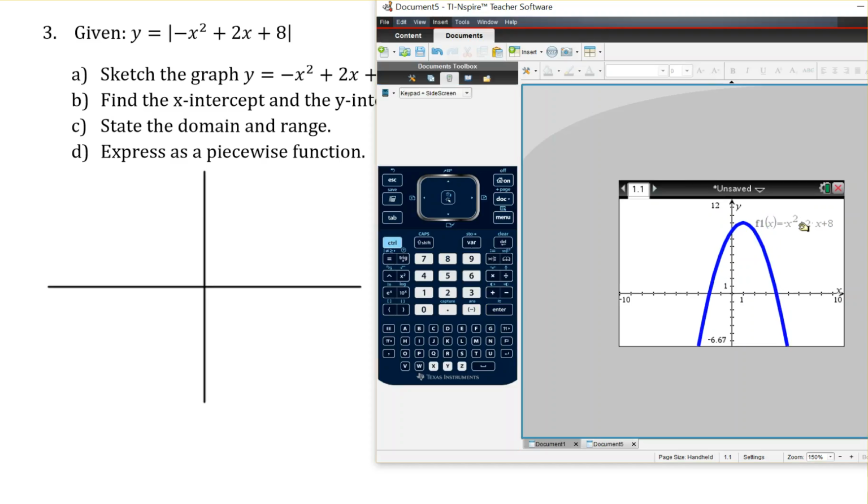Okay, so we got a good look at that now. So that's the blue one. Now let's take the absolute value.